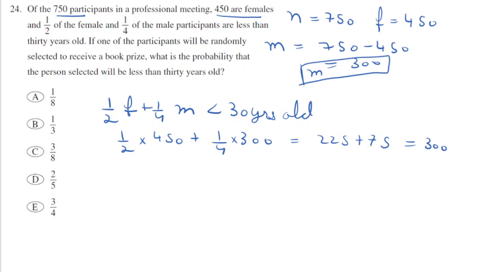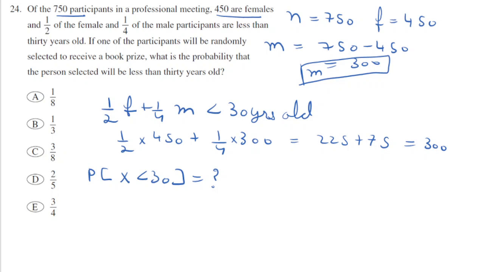Now, if one of the participants is randomly selected to receive a prize, what is the probability that the person will be less than 30 years old? So we need to find the probability that a randomly selected person, which in this case, just for sake of it, I am denoting with x. So the probability that x, a randomly selected person, is less than 30-year-old. What is going to be that probability?